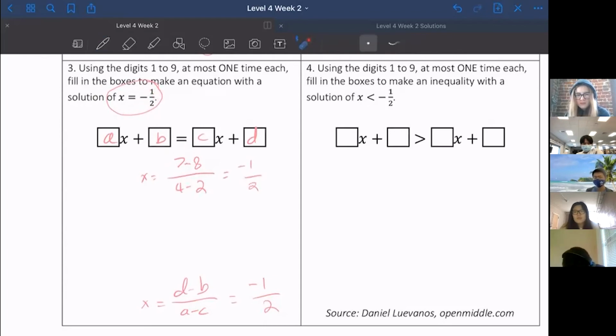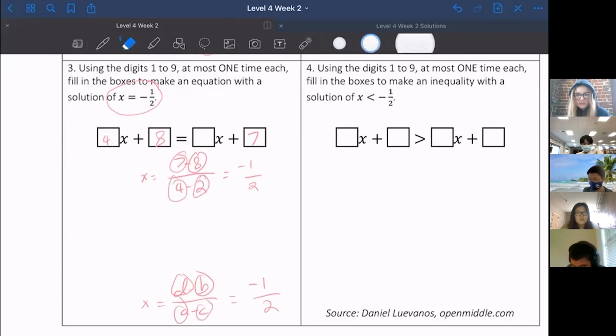And so if we want to go backwards and fill back in the boxes, we can see that 7 is going to be our d here. So this is going to be 7. 8 is going to be our b. And then 4 is going to be a. And then 2 is going to be our c.